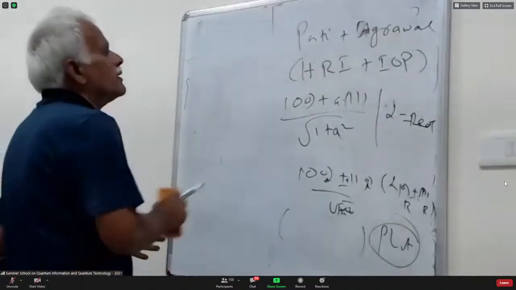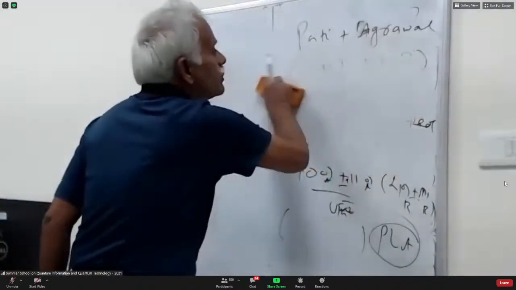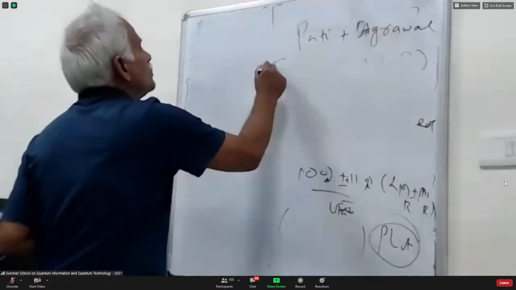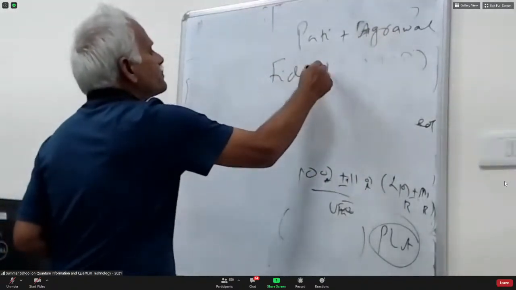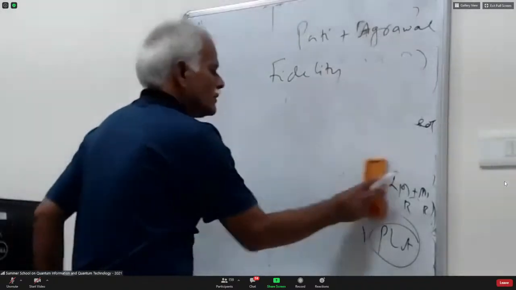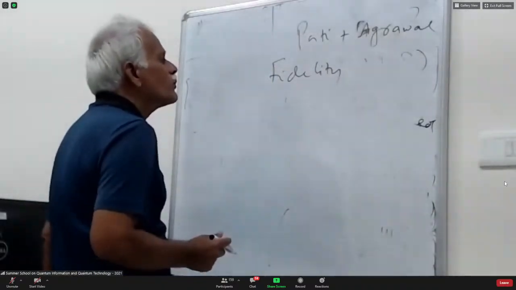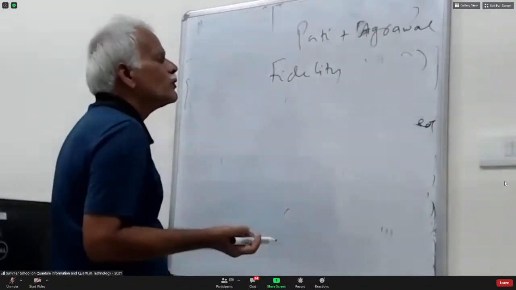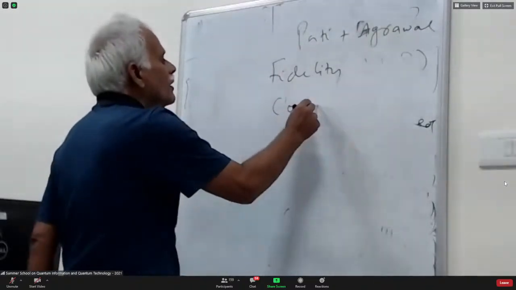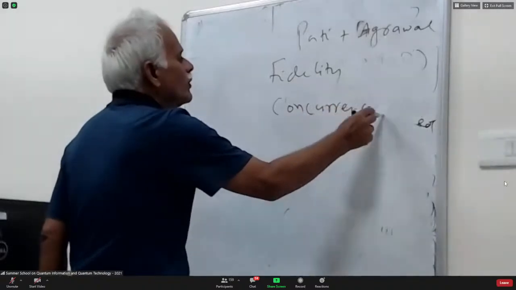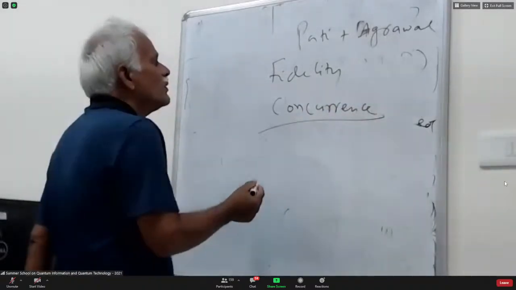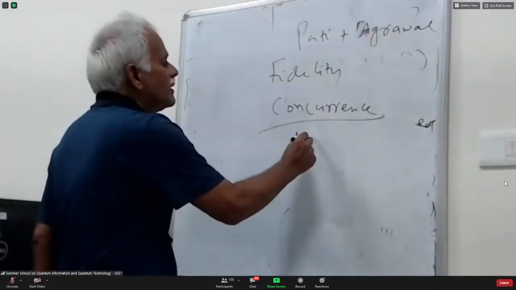Then I told you about fidelity. Then you go to mixed state. This is pure state; mixed state also has to be worked out. For example, if you look at entanglement, there is something called concurrence, which takes care of a mixed state.